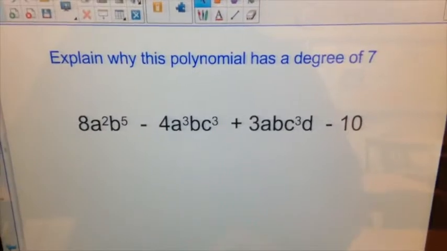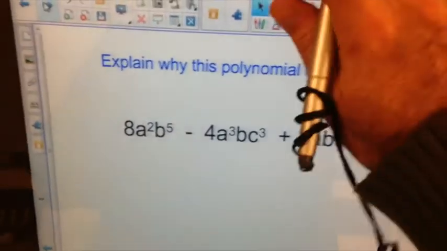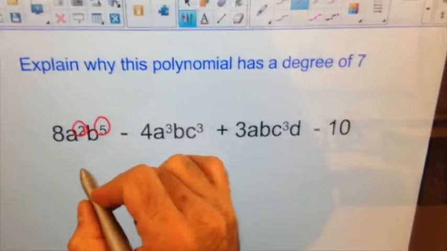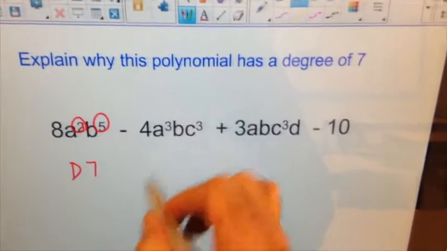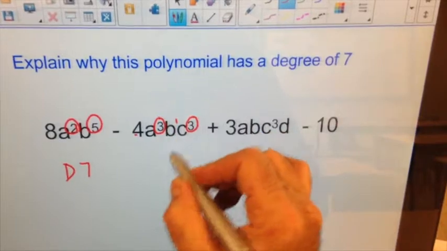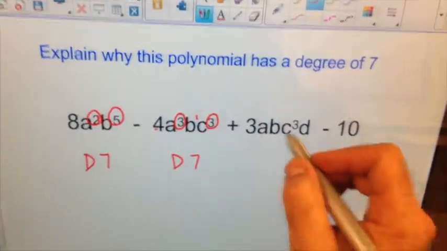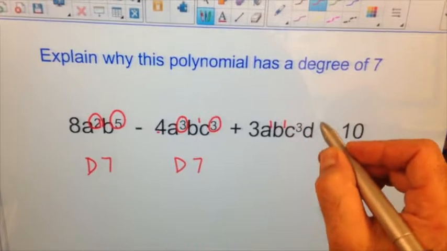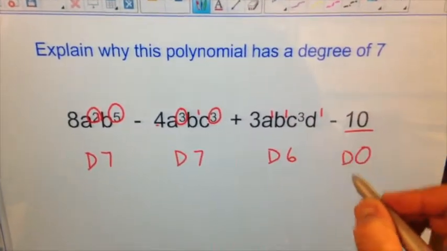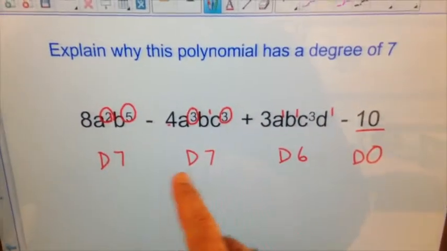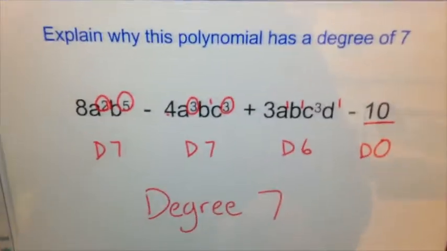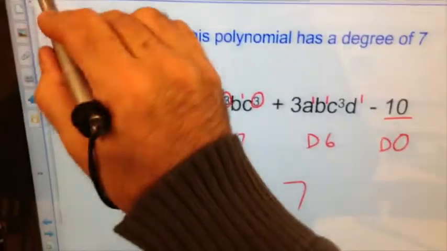Now, explaining why this polynomial has a degree of 7. We look at this part here. We have a 2 and a 5. That has a degree of 7. This part here has a 3, a 1, and a 3, which is a degree of 7. They're tied. This part has a 1, a 3, and a 1 for a degree of 6. This part has a degree of 0. The highest degree reached was 7, so this polynomial has a degree of 7. Even if there's a tie, that's what we look at.